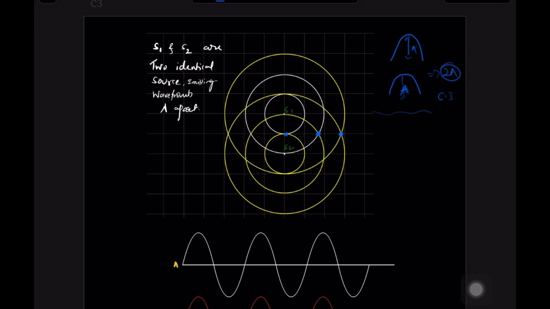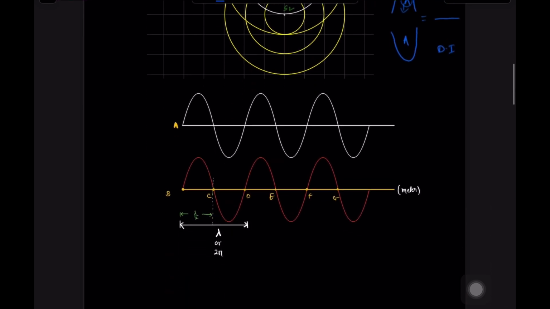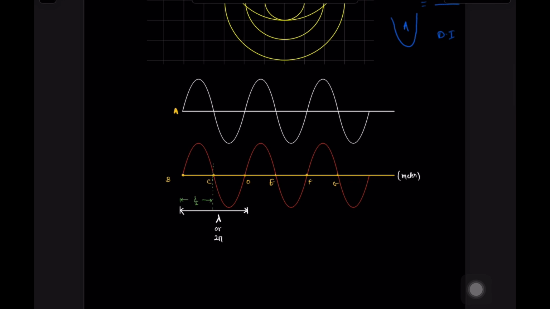On the other hand, if wave 1 having amplitude A exactly matches the amplitude of the other wave but in the opposite direction, or what we call out of phase, then the resultant displacement will be zero. That is called destructive interference. That can be well understood if you see these two waves. Let's say these are the two waves which are traveling.